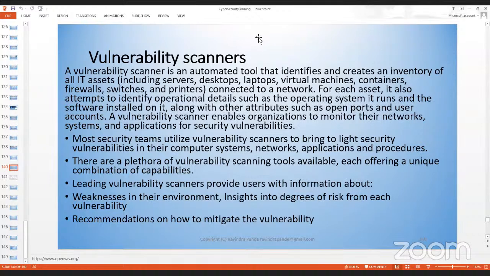For each asset, it also attempts to identify operational details such as the operating system (OS) it runs on, the software installed, along with other attributes, which include open ports and user accounts. This vulnerability scanner enables organizations to monitor their network systems and applications for security vulnerabilities continuously. And we do these things as a periodic review. So what we do, we normally run it at least once a day.